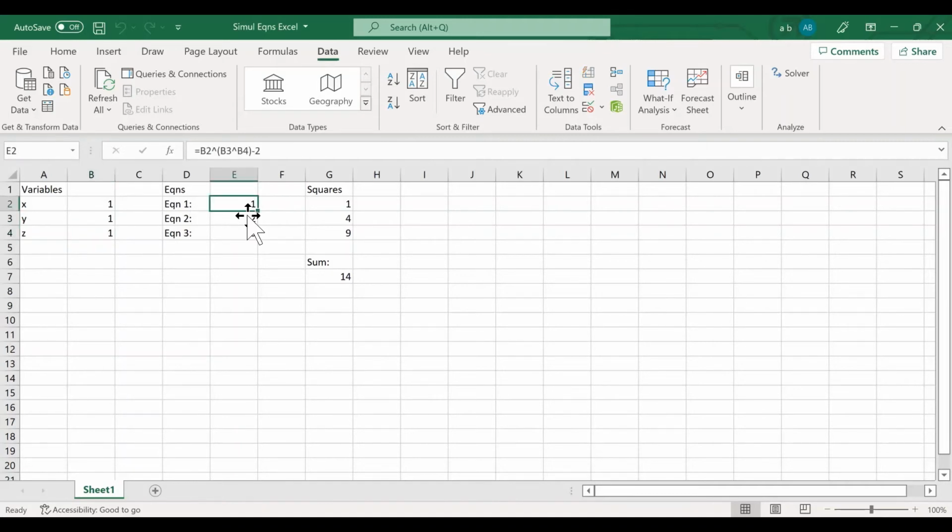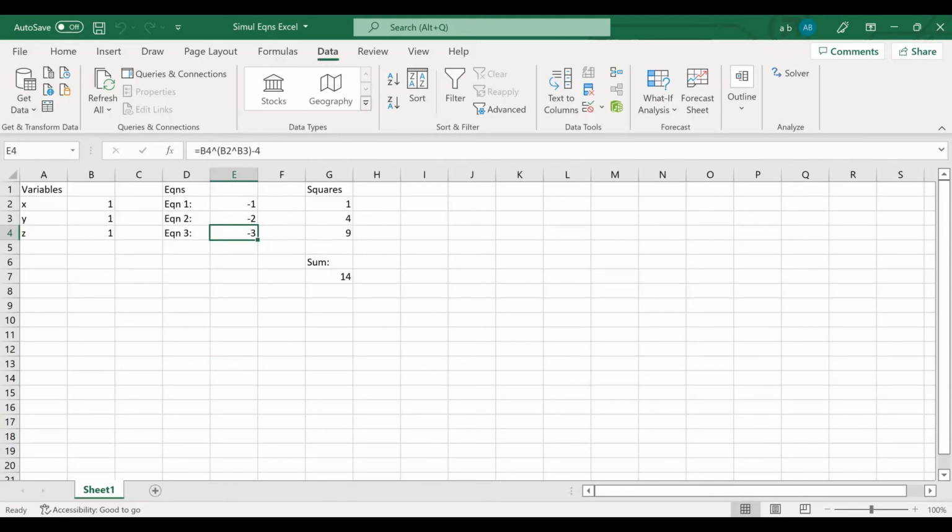So for equation 1, what I did is I wrote x to the power of y to the power of z minus 2, and then the second equation, y to the power of z to the power of x minus 3, and the third equation, z to the power of x to the power of y minus 4. So if we have solved for x, y, and z correctly, all these three equations should be equal to 0. But it's just an initial guess. The values 1, 1, and 1 are very unlikely to be actually correct.